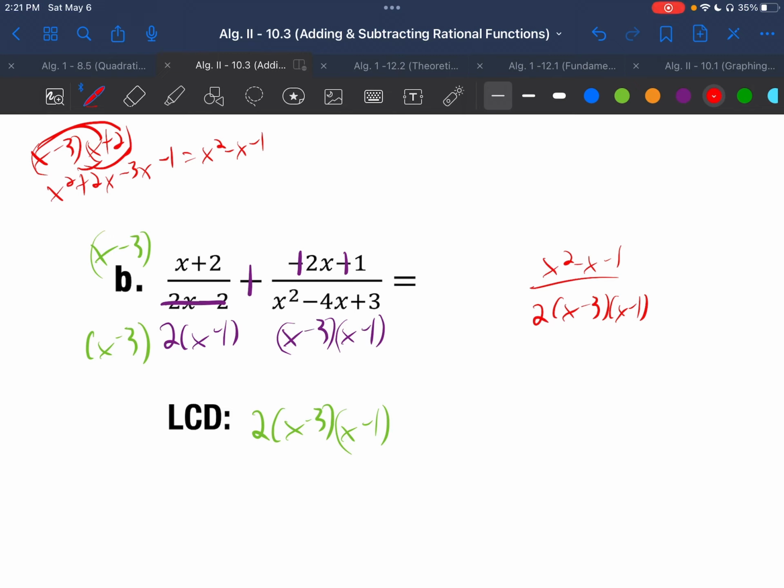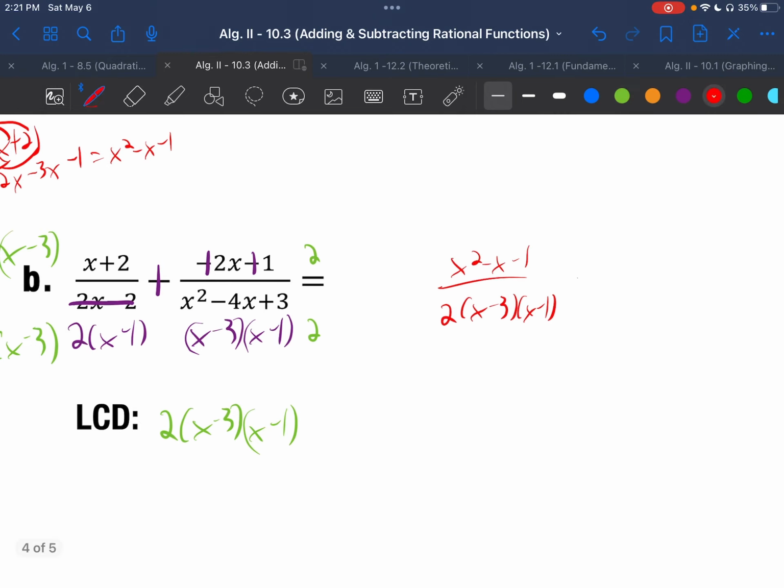Then the other fraction will come in, and this second fraction is just missing the 2, so multiply the top and bottom by 2. And distributing that in is not bad at all. So we just end up getting 4x plus 2 over that common denominator, 2 times x minus 3 times x minus 1.